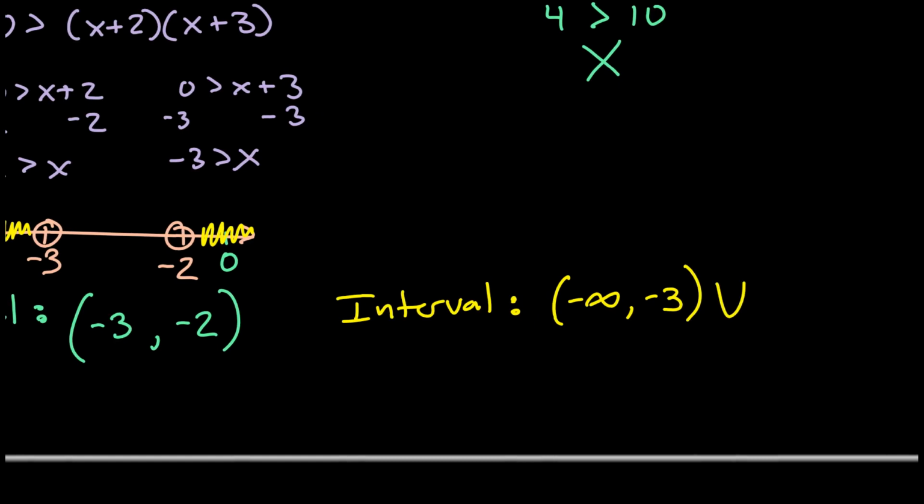So you put union, the symbol, a U. It just is the symbol for or. Where do I start shading again? -2. To infinity. And done.